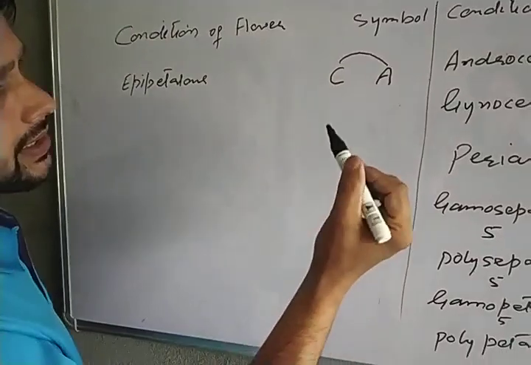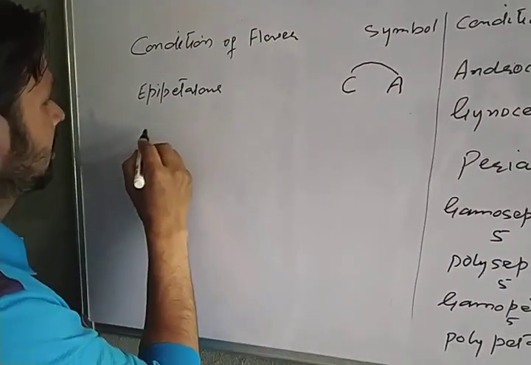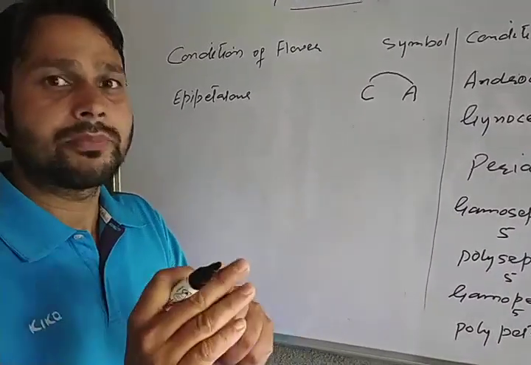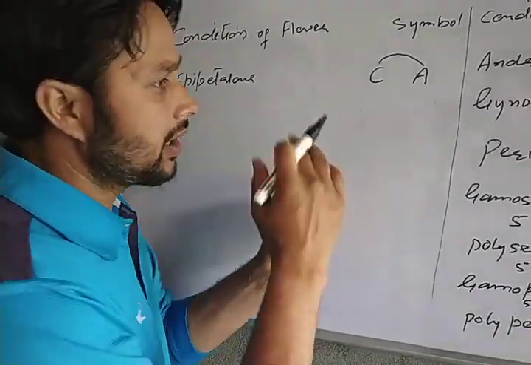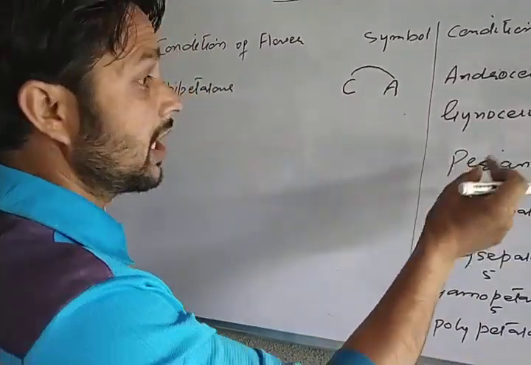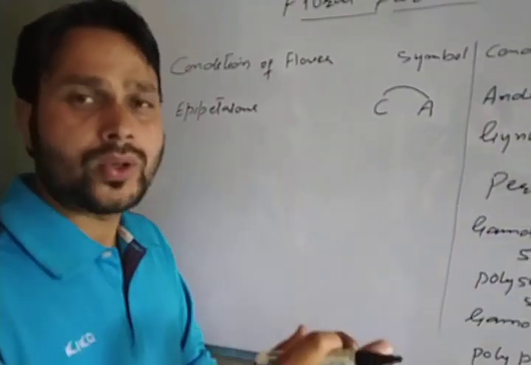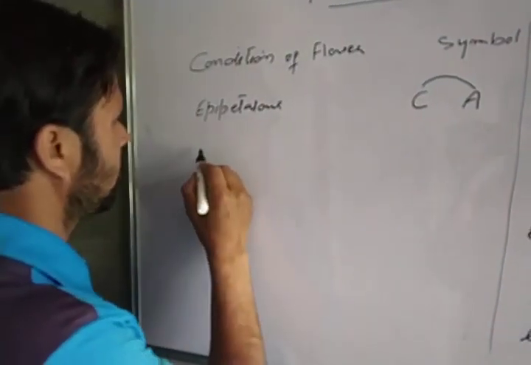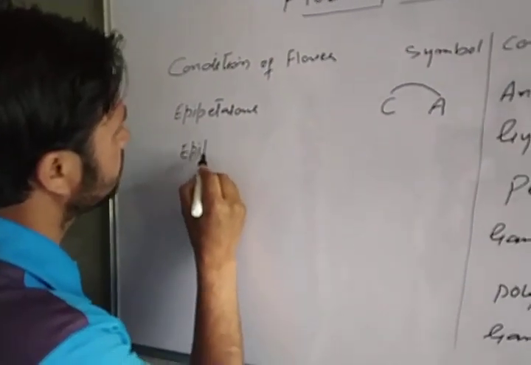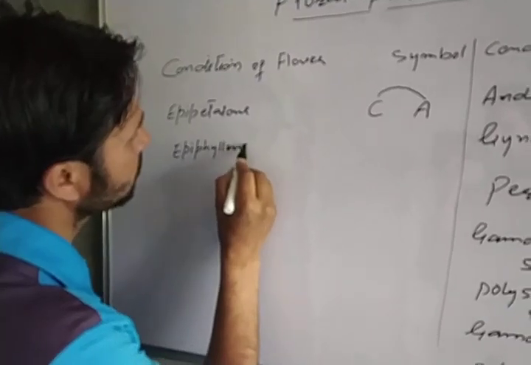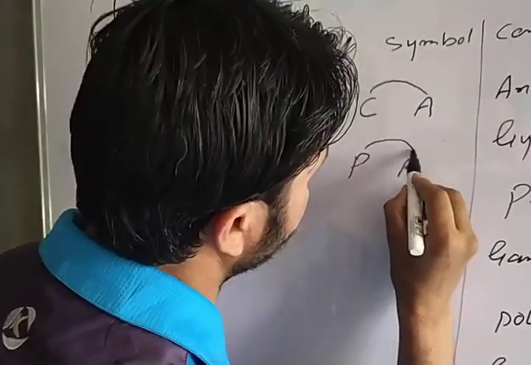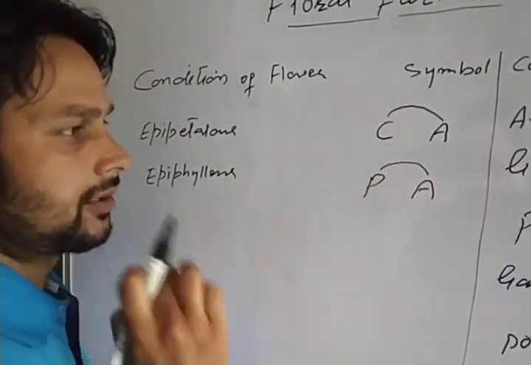Now, if there is perianth, that means when sepals and petals are not distinguishable, the condition is called a perianth. When this perianth gets fused with the androecium, this condition is called epiphylous condition. We can write here epiphylous, and it is symbolized like this: P, A and R.